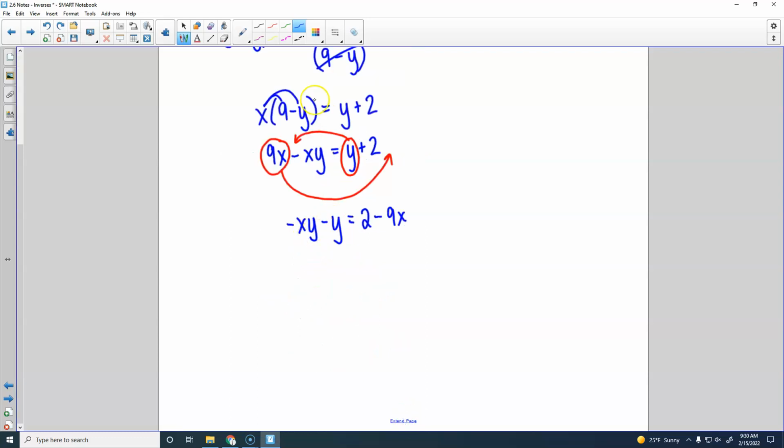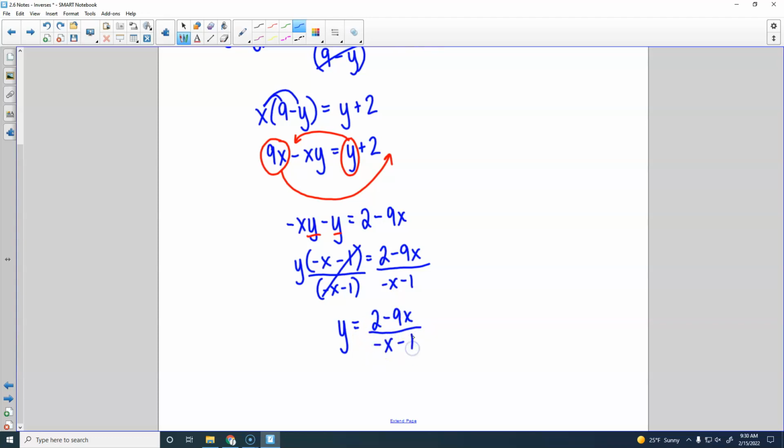Alright, now both of these have y's, so we can factor out that y. It's going to leave us negative x minus 1, and then that's y times the stuff in the parentheses, so we can divide by the stuff in the parentheses, and we'll get (2 minus 9x) over (negative x minus 1).